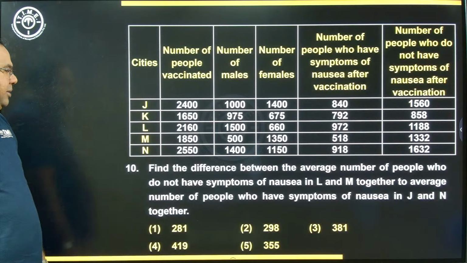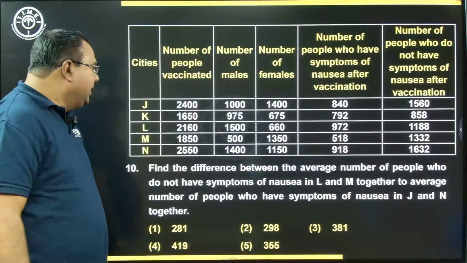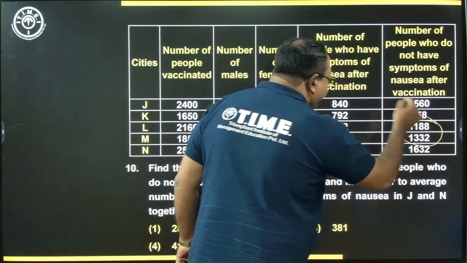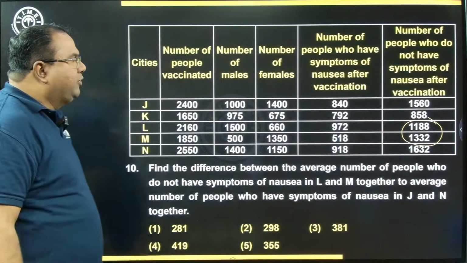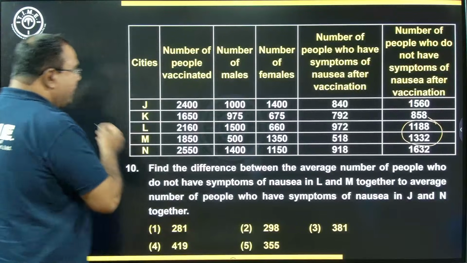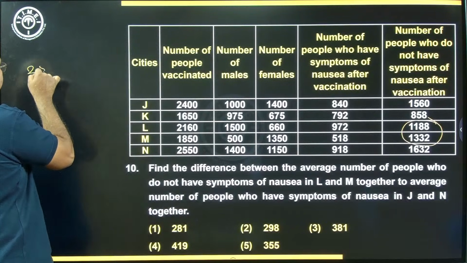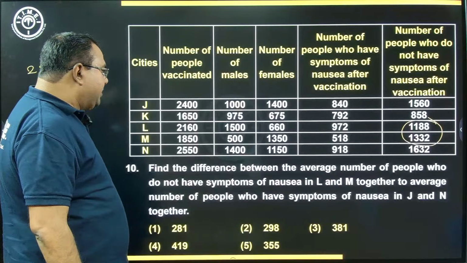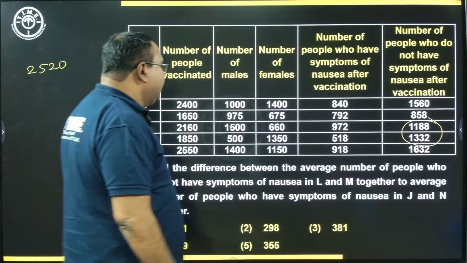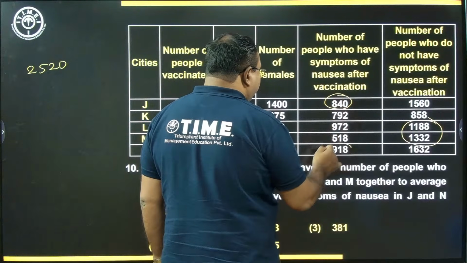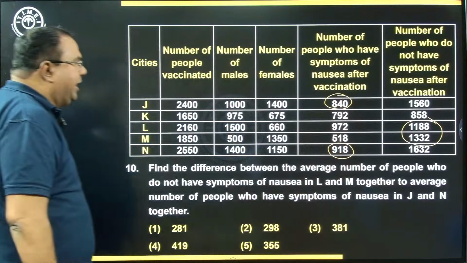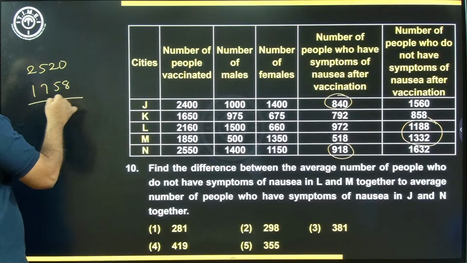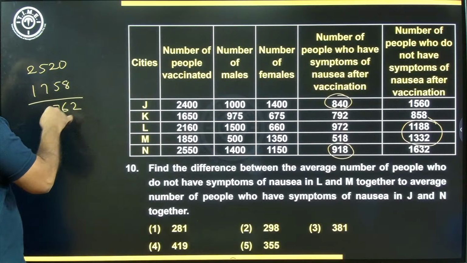Difference between the average number of people who do not have symptoms of nausea in L and M, and the average number of people who have symptoms of nausea in J and N. For L and M, 1200 plus 1320, add these two: 2520. Symptoms of nausea in J and N: 840 plus 918, that is 1758. The difference is 2520 minus 1758, which is 762.